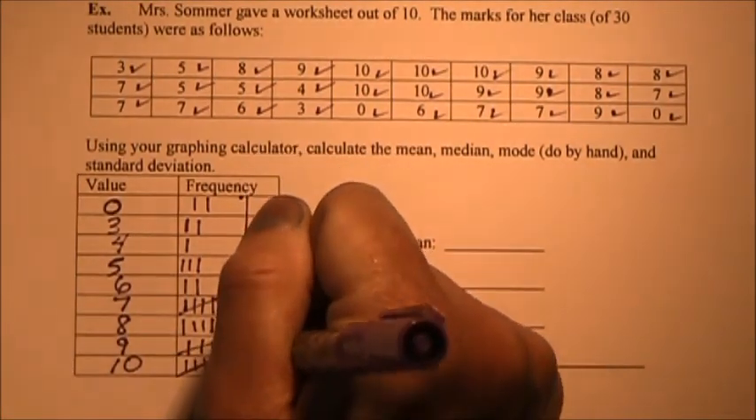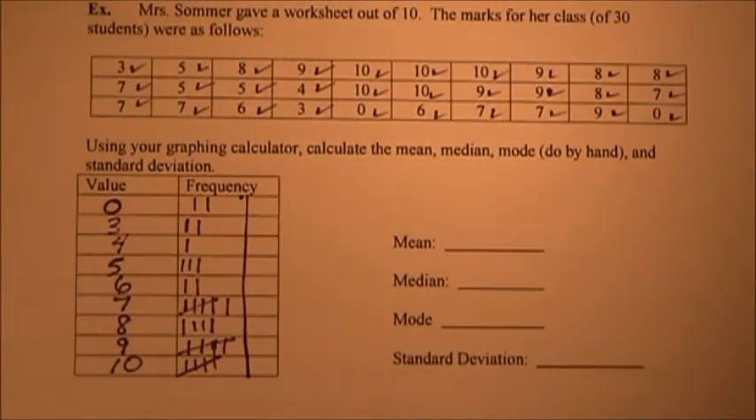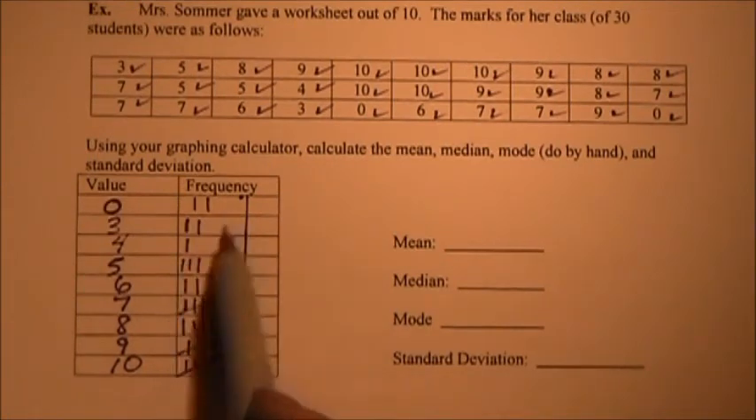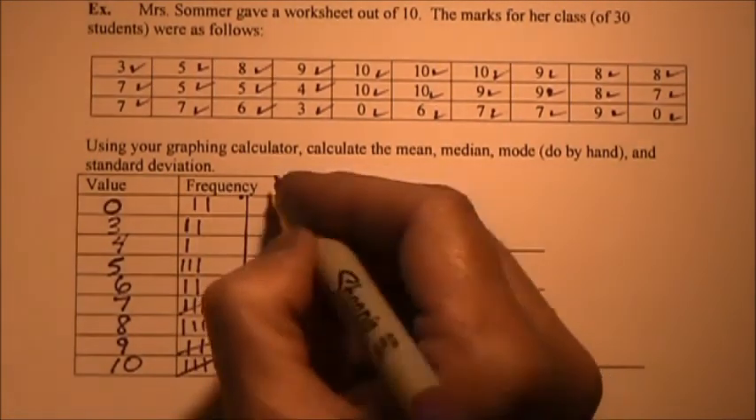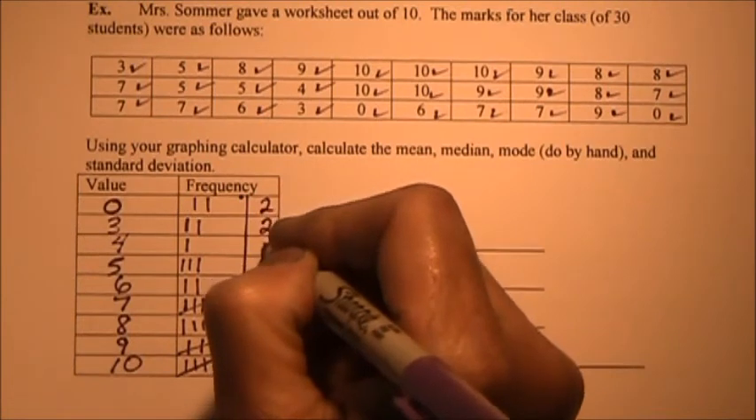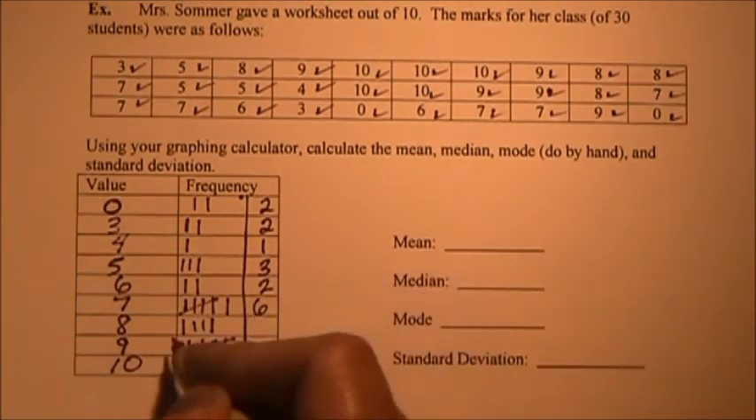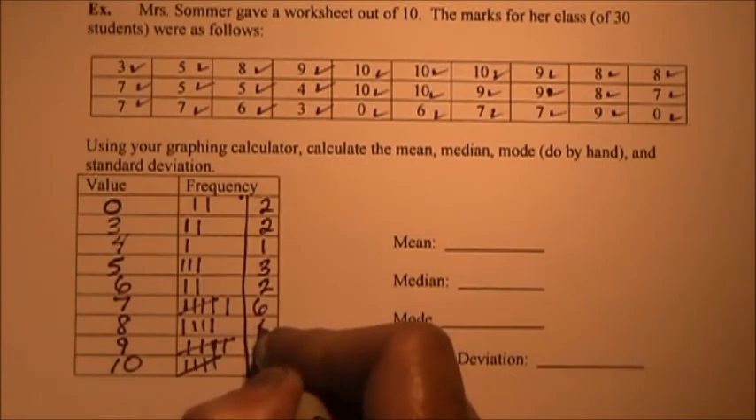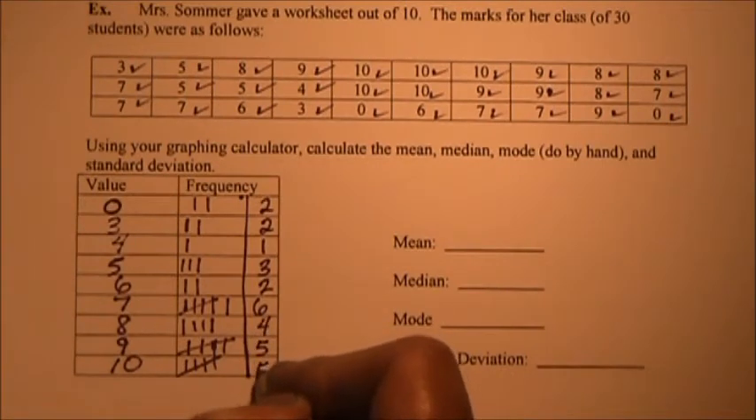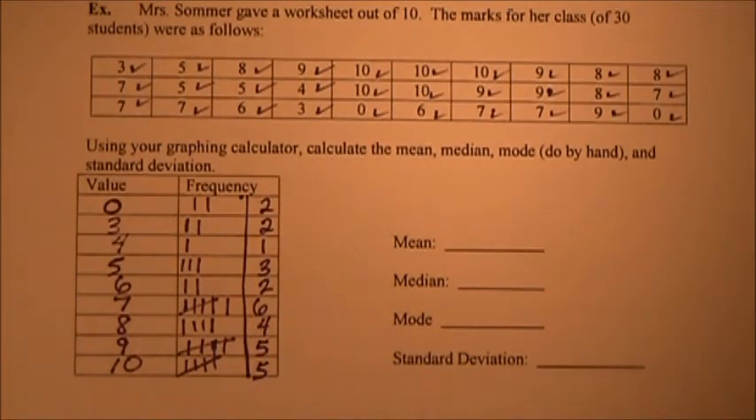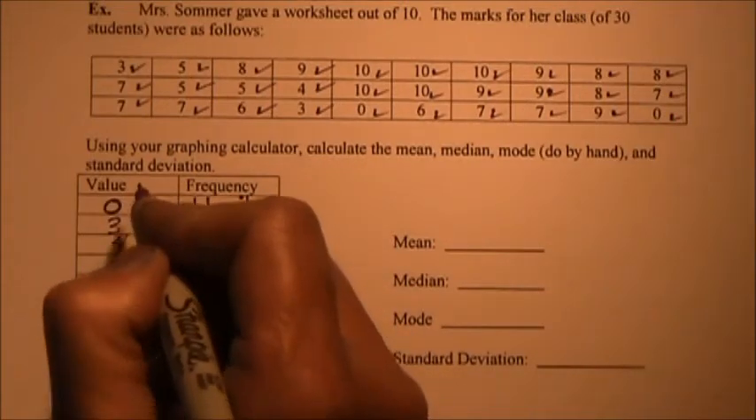Okay, so now that we have counted how many tickies, we're now just going to add our ticky marks together to give us a sum total. So we have 2, 2, 1, 3, 2, 6, 4, 5, and 5.